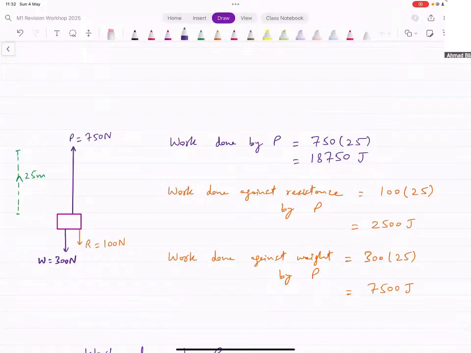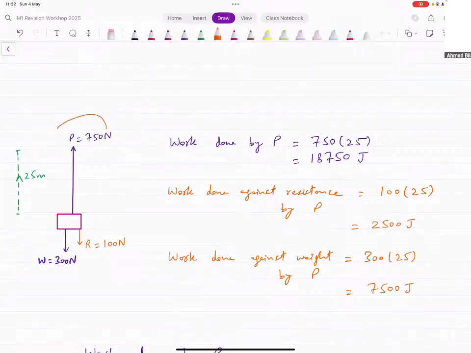Work done against resistance. What's that? We have a resistance of 100 Newton. The displacement opposite of that is 25. We just multiply those two numbers, and that gives us work done against resistance. That's 2,500 joules.